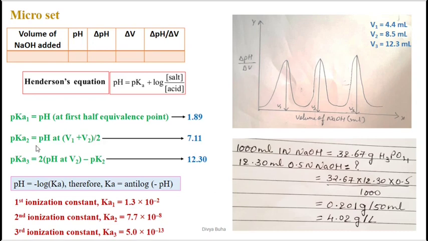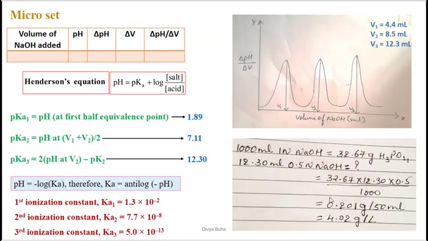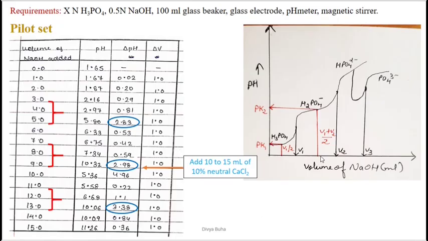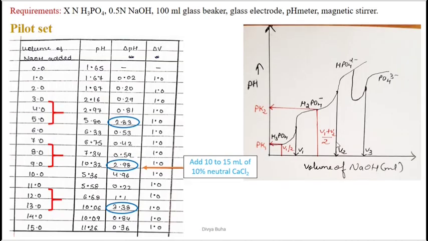Now pKa2 equals pH at (V1 plus V2) by 2. So you have to find out (V1 plus V2) by 2. V1 and V2 you already know. So 4.4 plus 8.5 divided by 2. Whatever value you get, you have to locate that in the graph, draw a straight line, and again draw a straight line. Whatever pH value you get over here would be equal to pKa2 or pK2, right? You can see over here, this is the second equivalence point and this is the half of the second equivalence point.